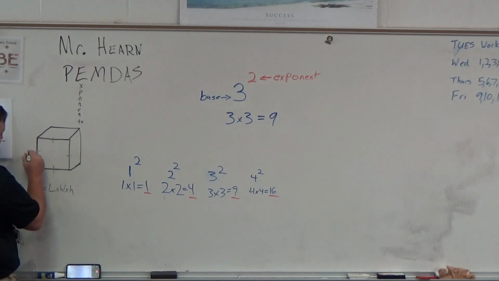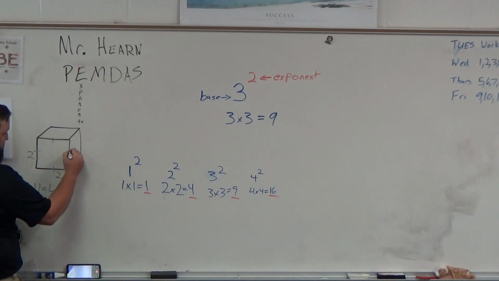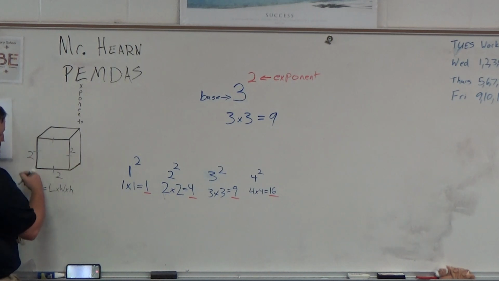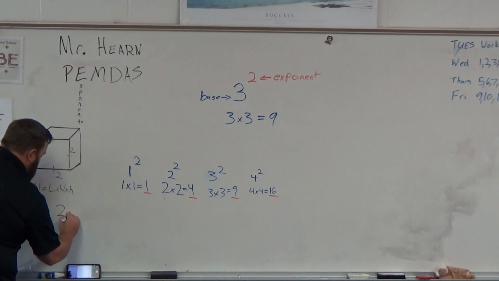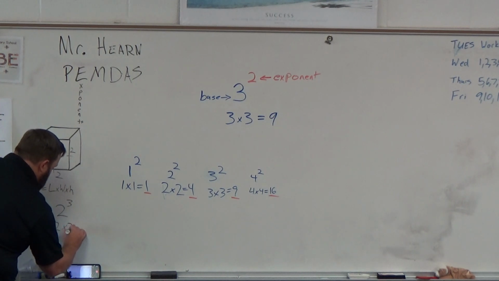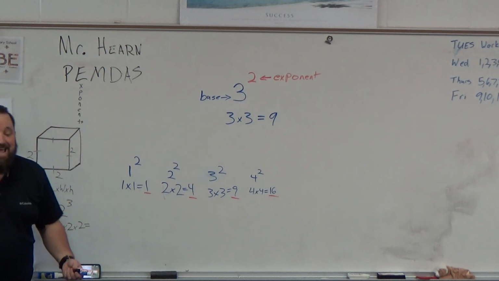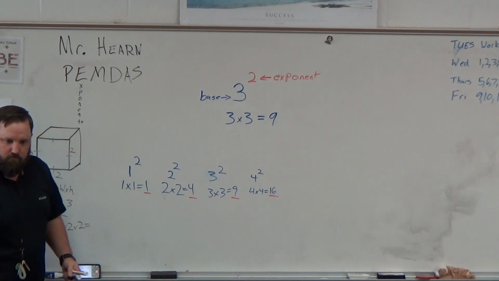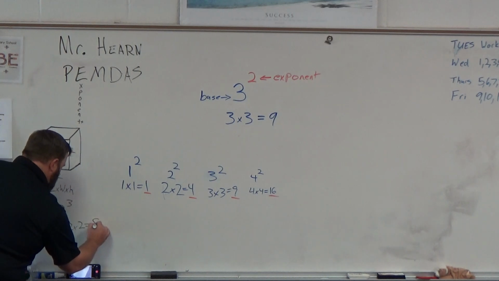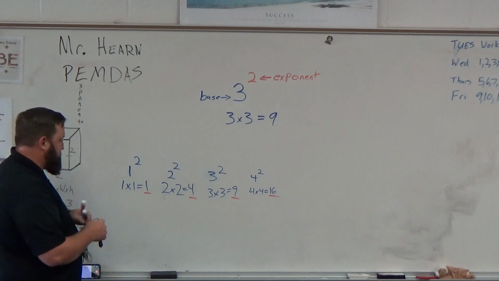So if my length is 2 and my width is 2, then my height is going to be 2 as well. So when I say 2 cubed, I'm saying 2 times 2 times 2, which, as we talked about today, is not 6. It's 8. All right, remember, Mr. Herman has a problem with that one. That and 3 squared, it bothers me.